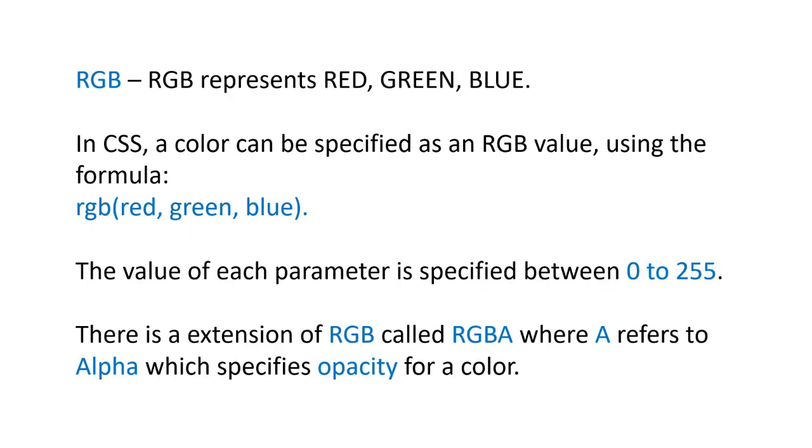RGB represents red, green, blue. In CSS, a color can be specified as an RGB value, using the formula rgb(red, green, blue). The value of each parameter is specified between 0 to 255. There is an extension of RGB called RGBA, where A refers to alpha, which specifies opacity for a color.